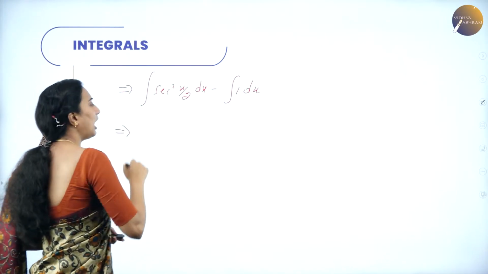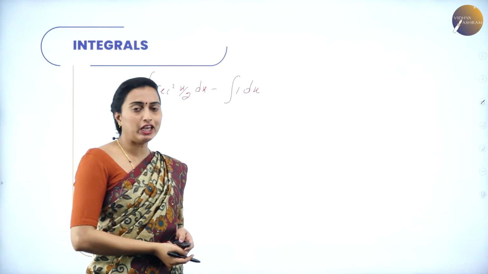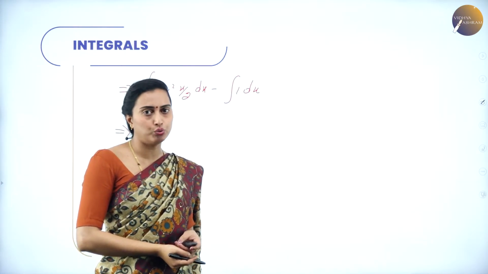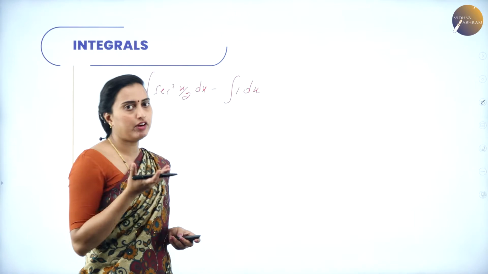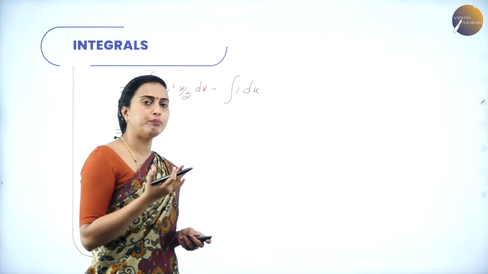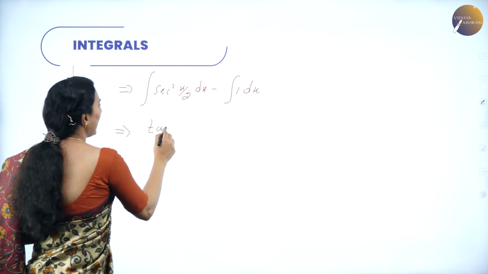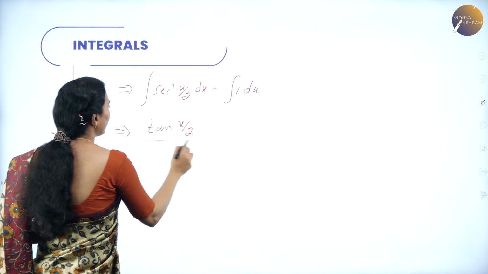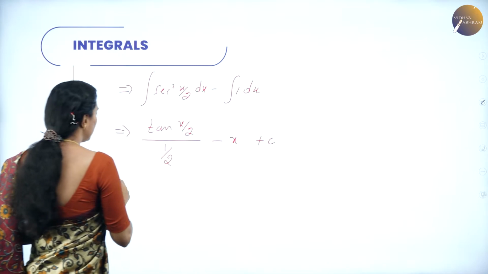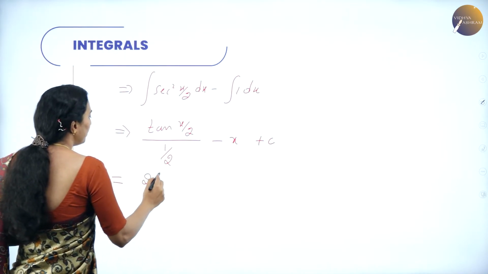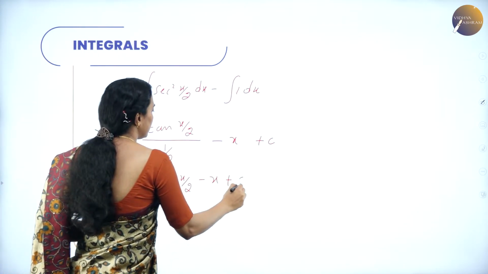Therefore, you are getting the answer: the integration of secant squared x by 2 is nothing but tan x by 2 divided by the coefficient of x, which is 1 by 2. So, divided by 1 by 2. In differentiation it will be multiplied, in integration it is divided. So, therefore, this will be equal to tan x by 2 divided by 1 by 2 minus x plus c. Otherwise, if you simplify this, you can have 2 tan x by 2 minus x plus c.